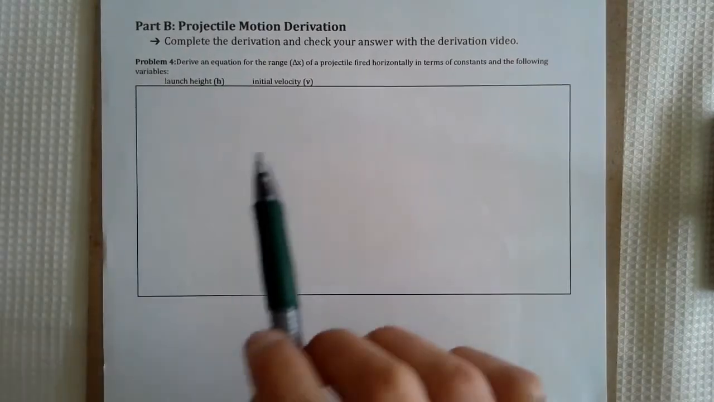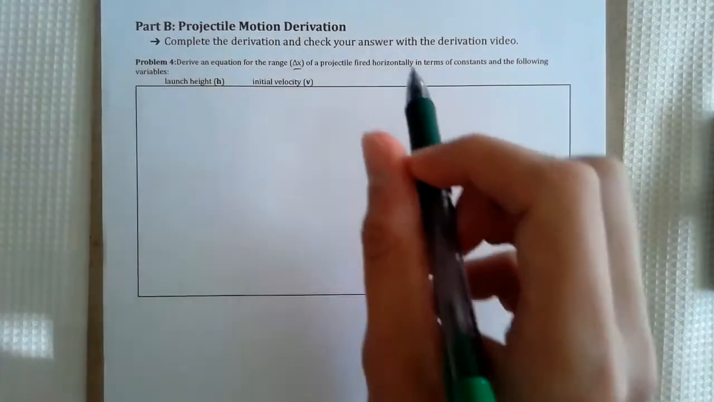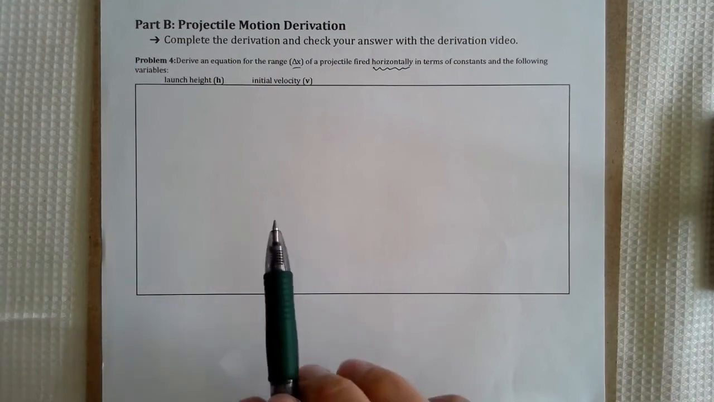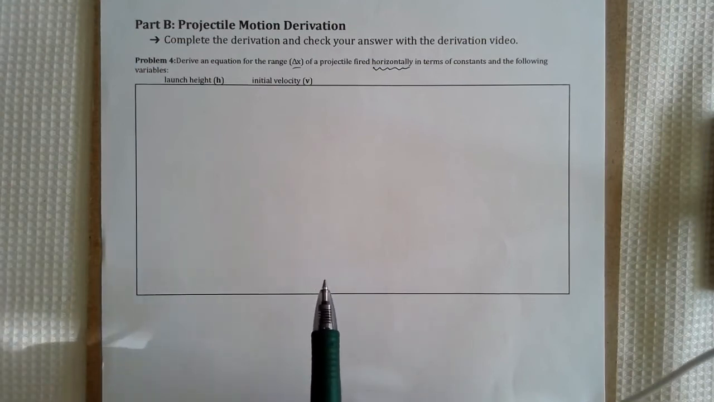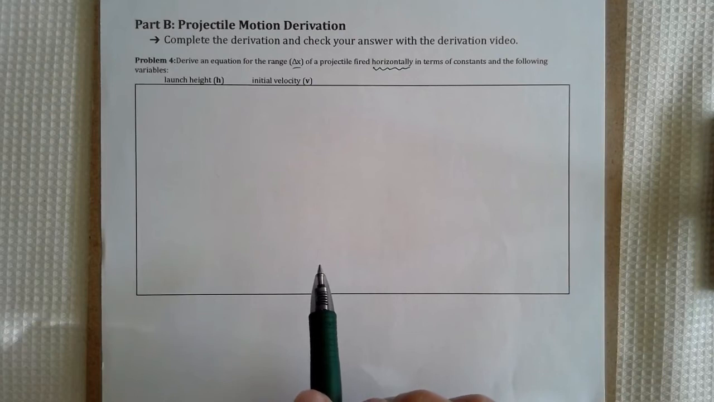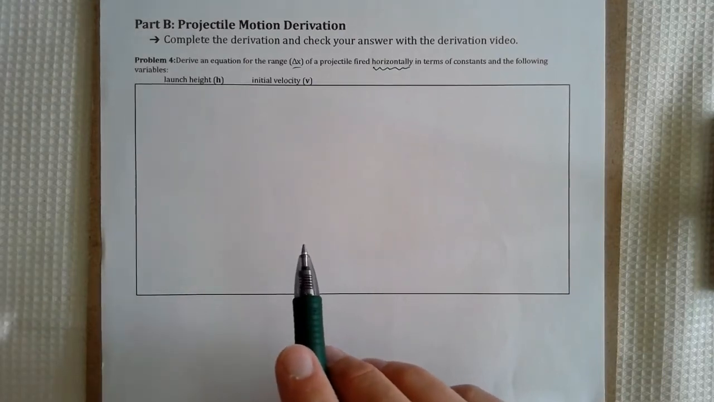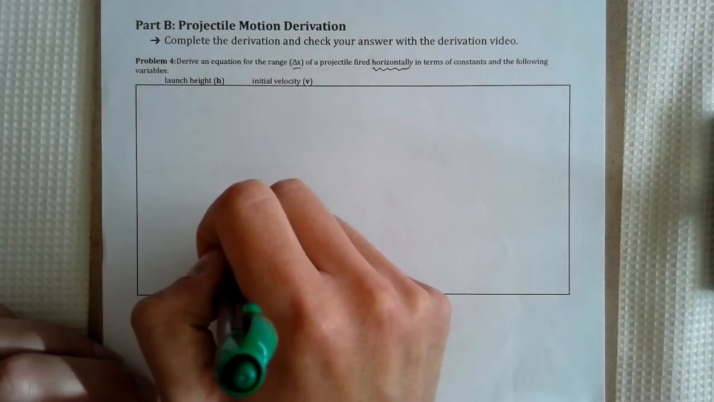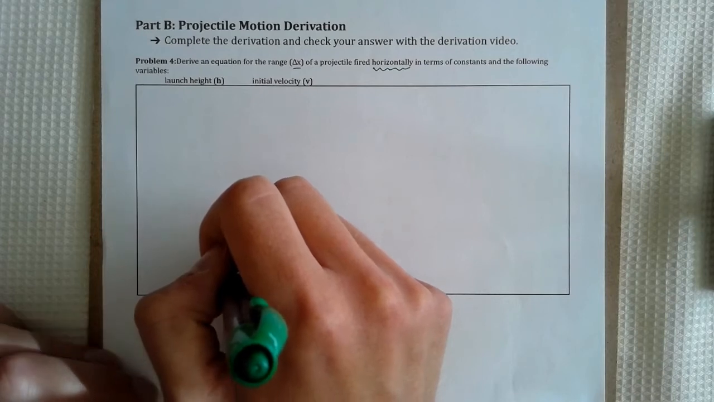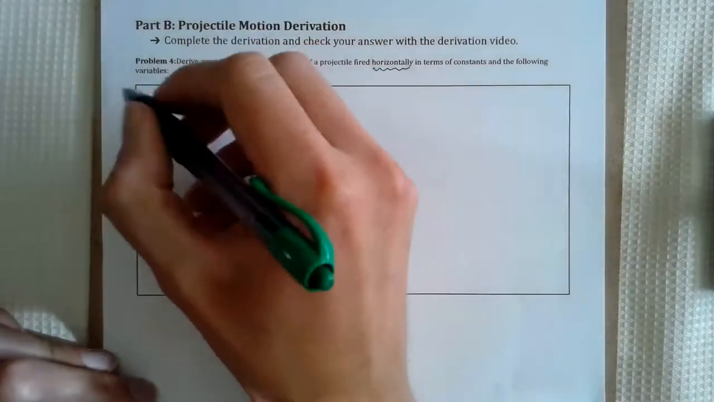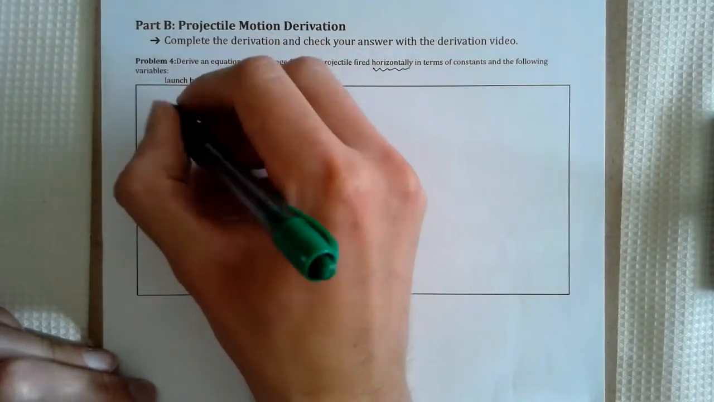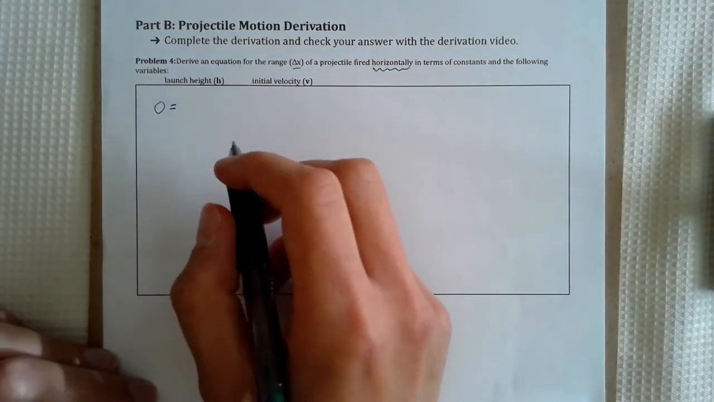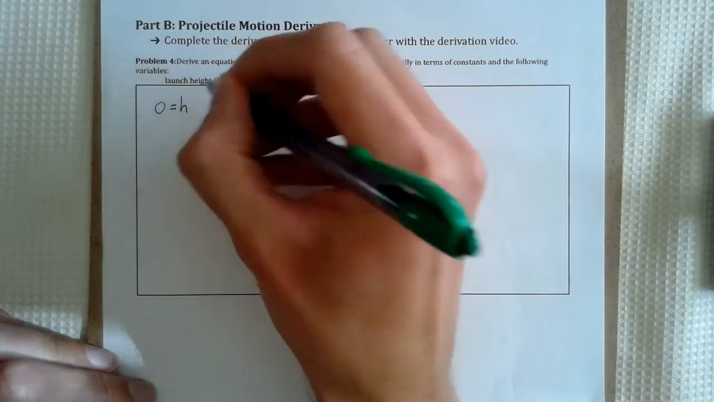So anyway, it says derive an equation for the range delta x of a projectile fired horizontally, thank goodness, in terms of constants and the following variables: launch height and initial velocity. So treat this like a horizontal projectile problem like we've been doing for however long. Let's look at the y direction. In the y direction, the initial velocity is 0. If we plug variables into our equation, this is the second kinematic equation from page 1. The final y coordinate is 0. The initial y coordinate was the launch height, which is h.